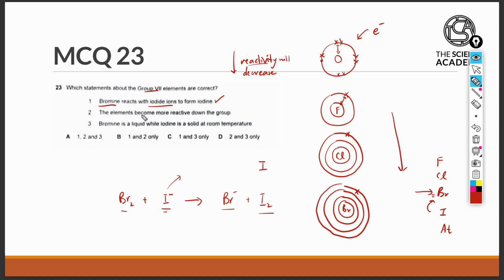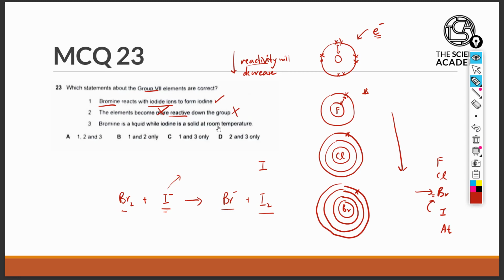Statement 2 states that the elements become more reactive down the group. This is not true because the reactivity again is governed by the tendency of gaining that one extra electron. And fluorine has the highest tendency, or it is easiest for fluorine to gain that one additional electron due to the smaller distance and stronger attractive forces to the nucleus. Therefore, fluorine is the most reactive, and down the group the elements become less reactive. Statement 3 states that bromine is a liquid while iodine is a solid at room temperature.